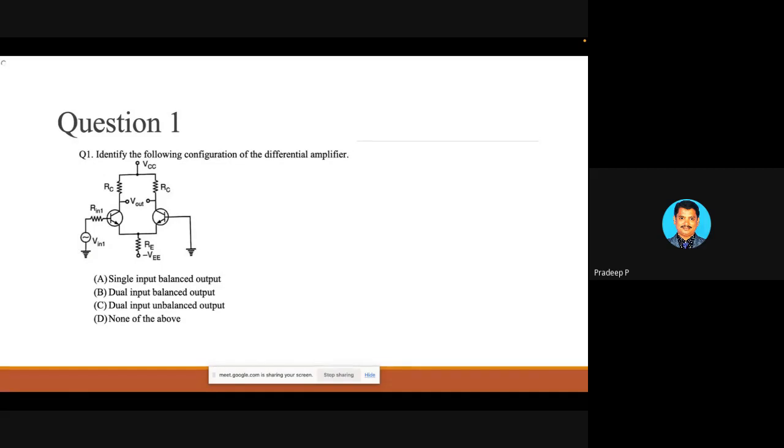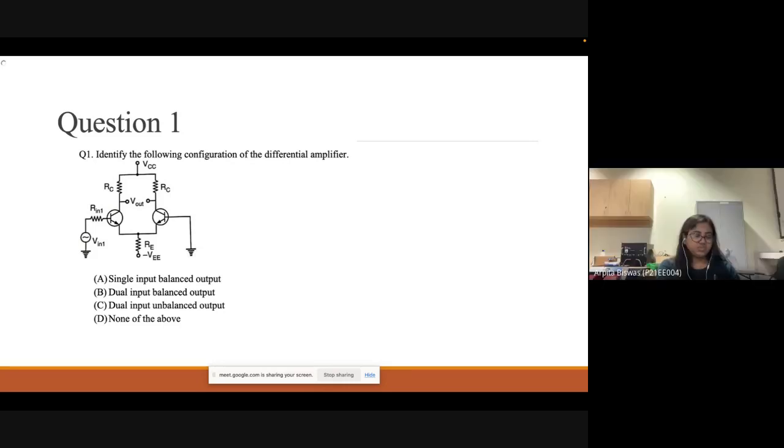Single input balanced output, madam. Single input balanced output. Okay. There's one more student. Srikant, what is the right option? Please unmute yourself. Pradeep, can you explain a little why it is single input balanced output?